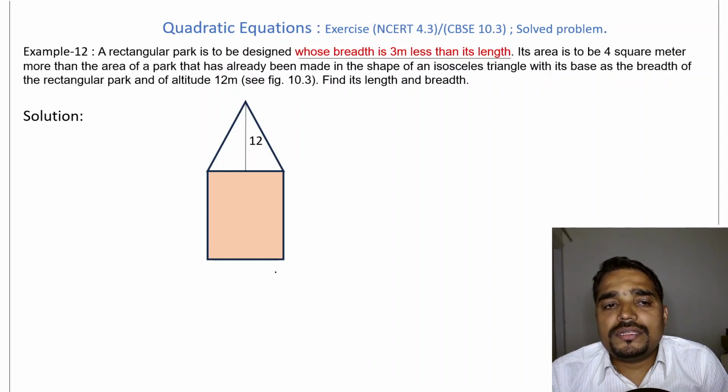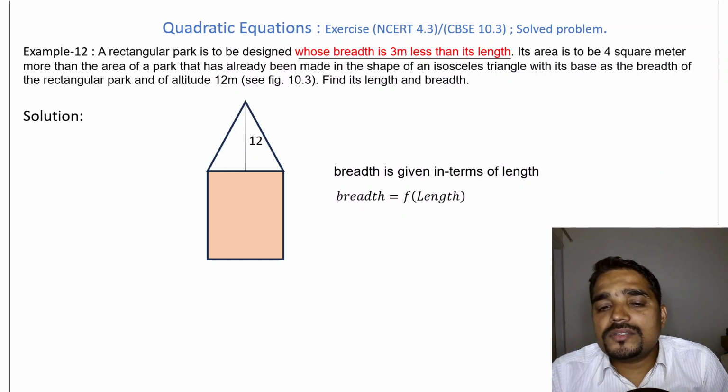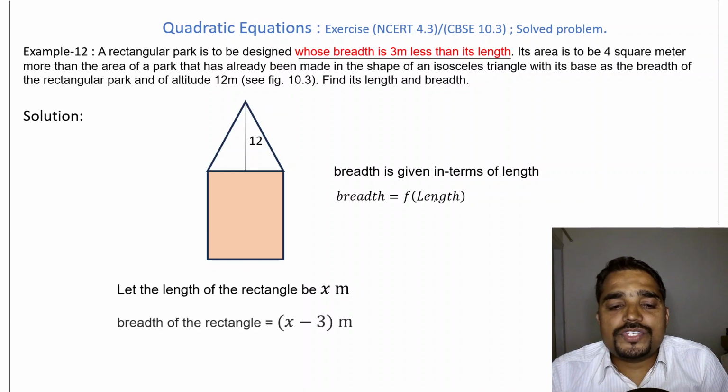The first condition, he says, breadth is 3 meters less than its length. That is, breadth is given in terms of length of the rectangular park, or breadth is a function of length. That is, it is looking like y is equal to f of x. Since breadth is given in terms of length, let's assume length as x. That is, let the length of the rectangular park be x meters. Which implies the breadth of the rectangle is x minus 3.